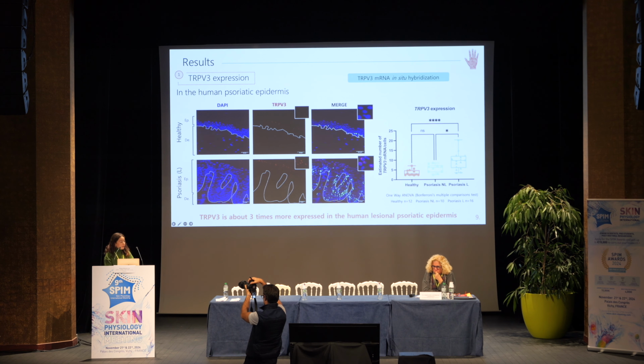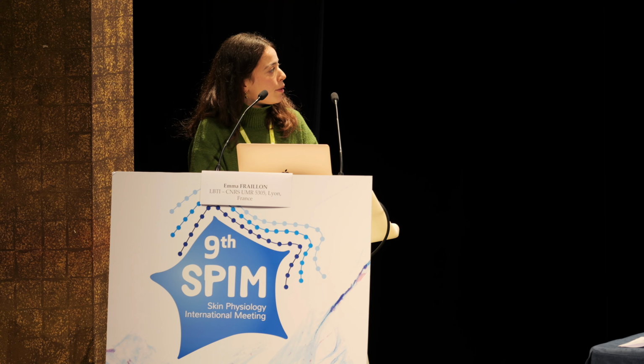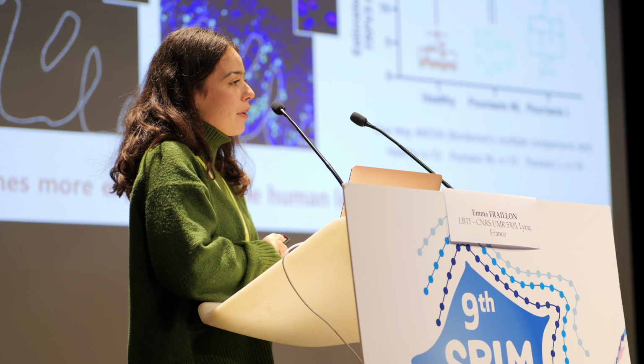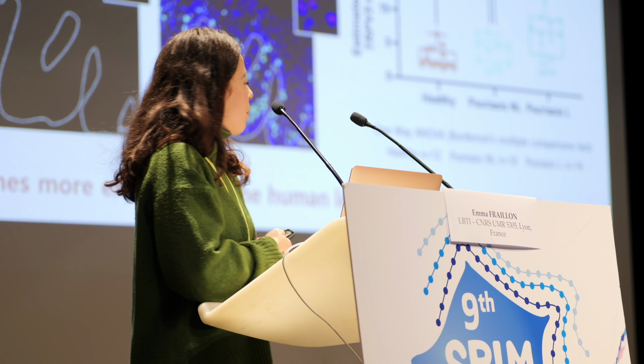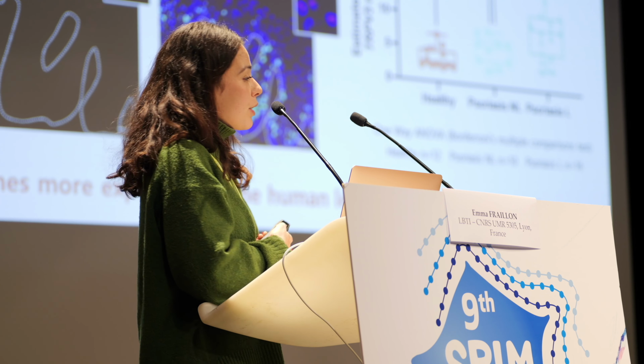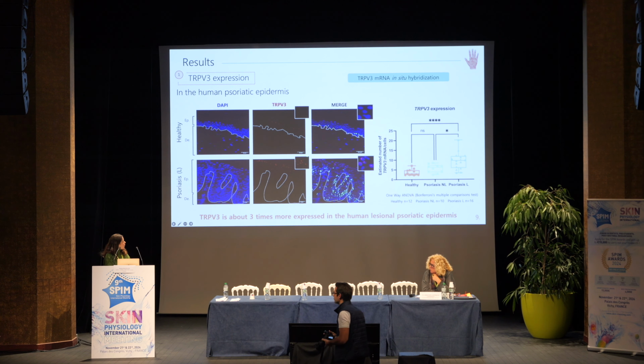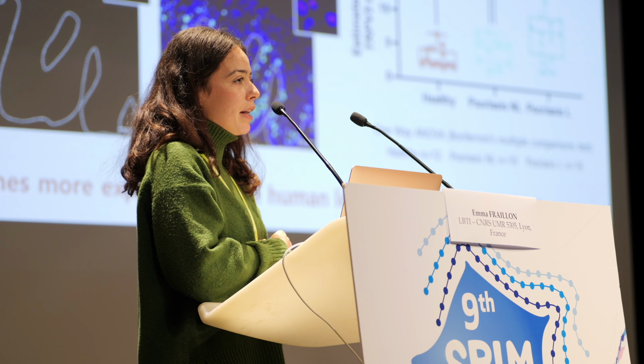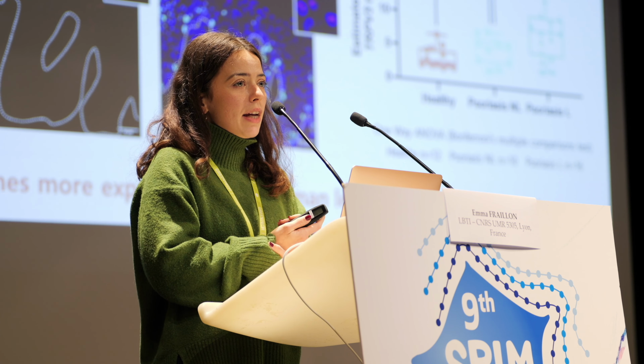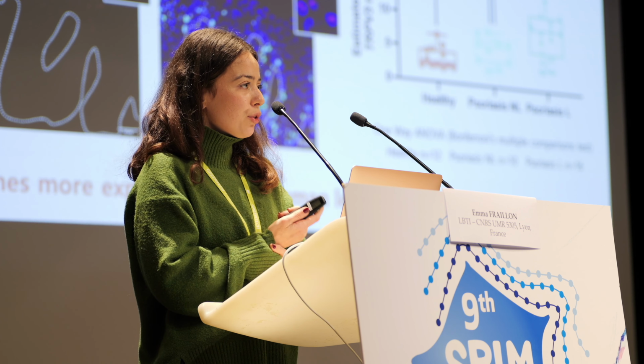When we quantified this, we saw that TRPV3 was 3 times more expressed in the lesional epidermis of patients with psoriasis compared to non-lesional epidermis and to the epidermis of healthy controls. At this point, we didn't know the exact location of TRPV3 overexpression in the epidermis of patients with psoriasis. When we looked at the images, we can see that the signal for TRPV3 mRNAs is more located in the upper layer of the epidermis, so more in highly differentiated keratinocytes. But at this point, we weren't very sure.